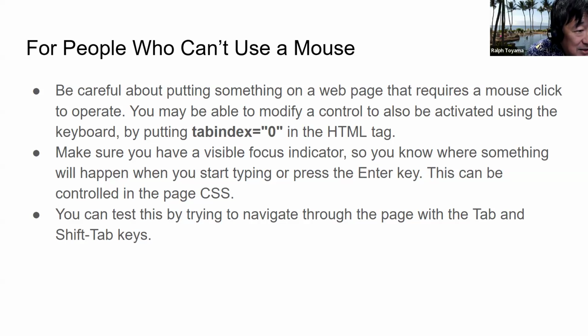There is a way that you can often modify a control to also be activated using a keyboard, and that's to put the attribute tabindex equals 0 into the HTML tag. You should have a visible focus indicator. At any given time on a web page, there's one thing that's going to receive input when you hit the enter button or start typing, and that's called having the state of focus. So a focus indicator is something on the screen that tells you which thing on the screen has focus.